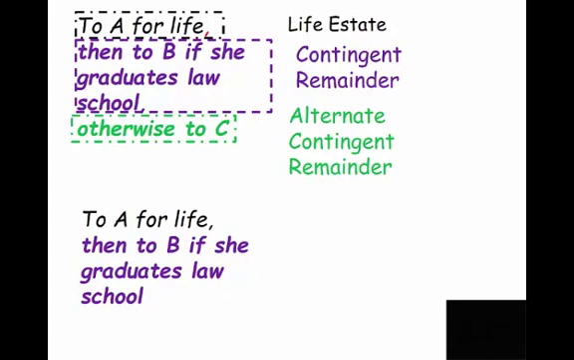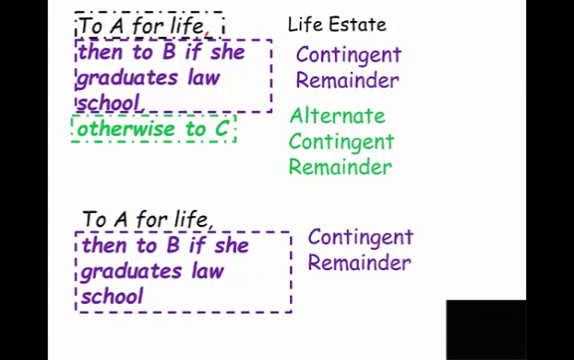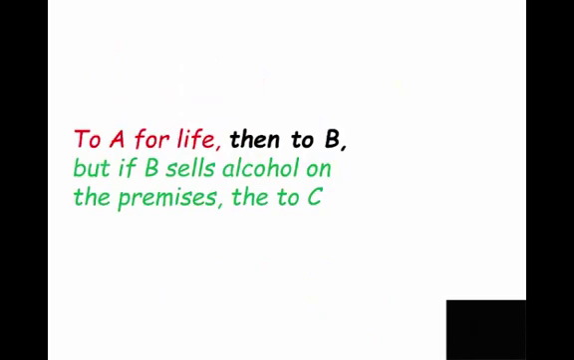If, on the other hand, the grant is to A for life, then to B if she graduates law school, without another contingency, it's still a contingent remainder in B, but there's an implied reversion to O should B die without graduating from law school. With that in mind, let's look at a different grant.